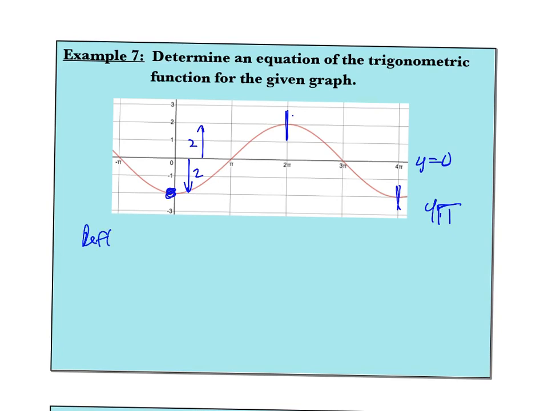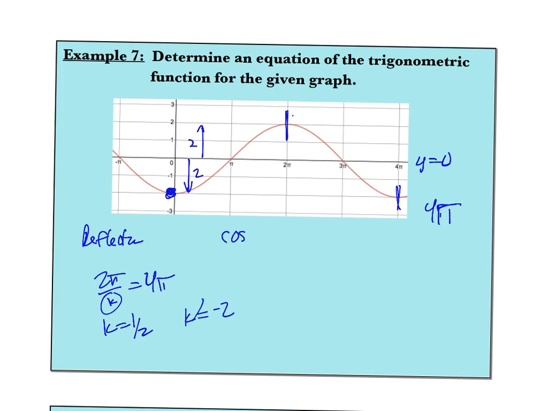Final piece, it's a reflection. What kind of graph is it? It is a cosine graph. So let's take a look at what I got here. 2 pi over k somehow has got to equal 4 pi. So flipping those around, k is going to be 1/2. I want to reflect it, and I need to flip it.